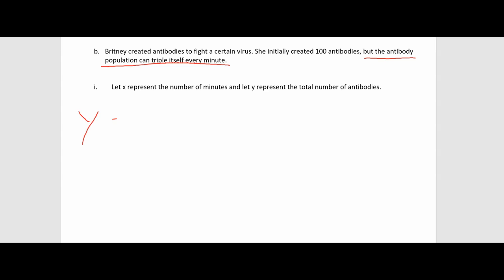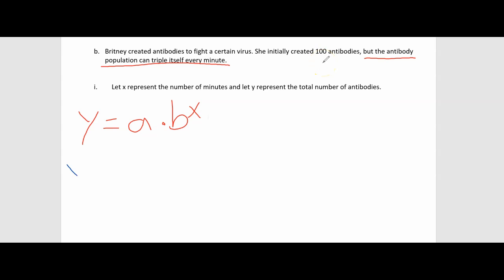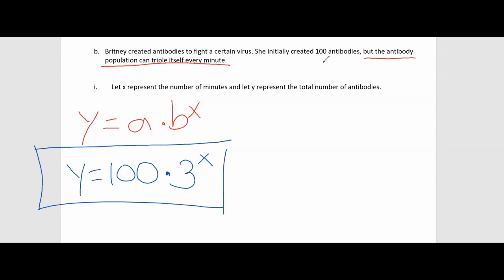So we start off with y equals a times b to the x. Our initial value is 100, right, because there were 100 antibodies to start. And if we're tripling it, that means our constant ratio is 3. So y equals 100 times 3 to the x. Again, triple is going to mean multiply by 3.